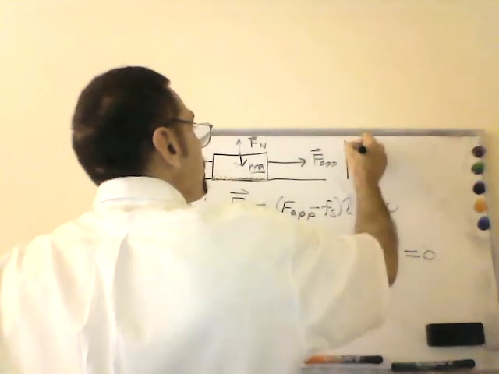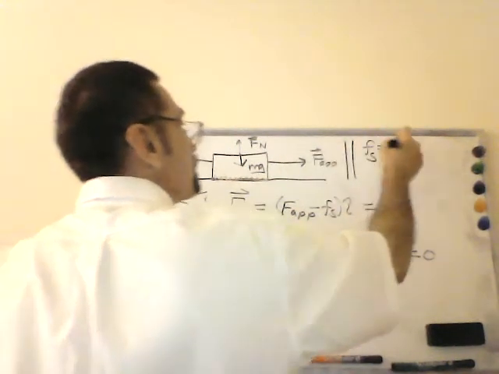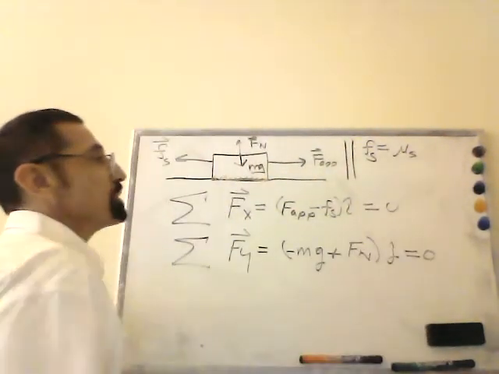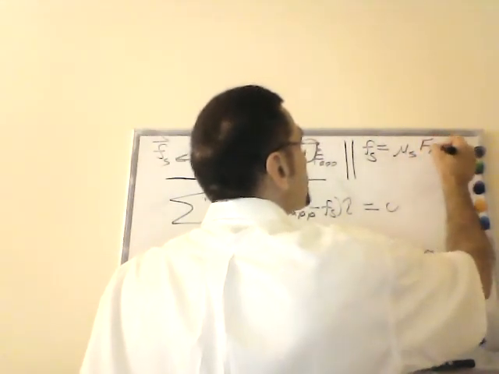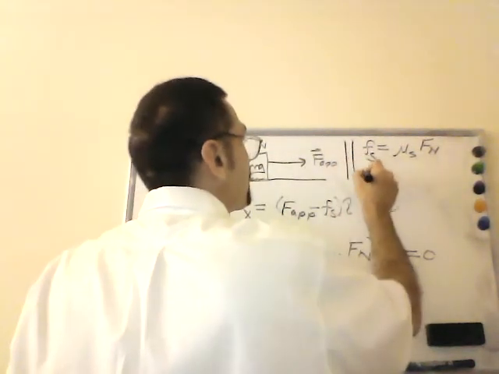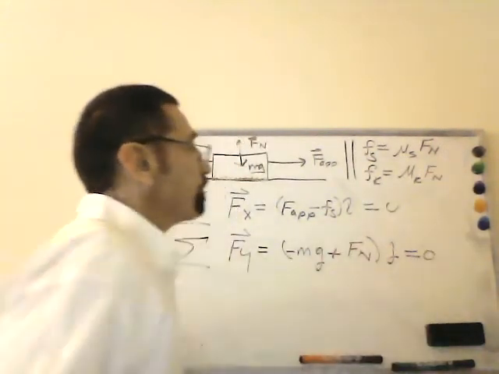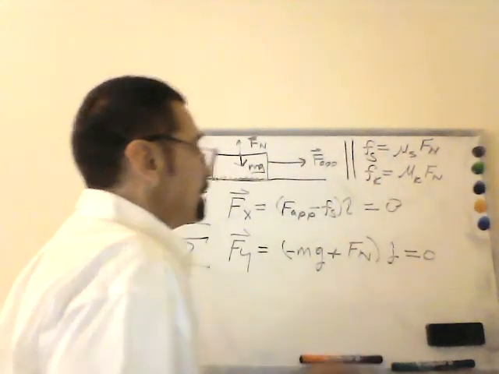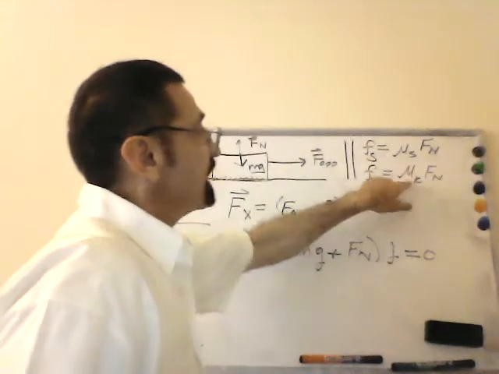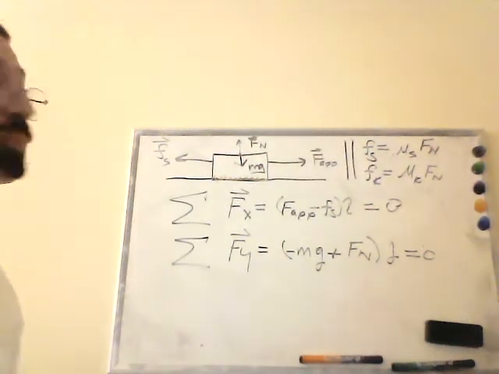Now, let me further write mathematically. For the magnitude of the static frictional force, you have a dimensionless quantity, mu sub s, which is known as the coefficient of static friction. This is times the normal force. Coefficient of kinetic friction is, of course, mu sub k, which is also a dimensionless number. And in general, mu sub k is less than mu sub s. In other words, the coefficient of kinetic friction is less than that for the static.